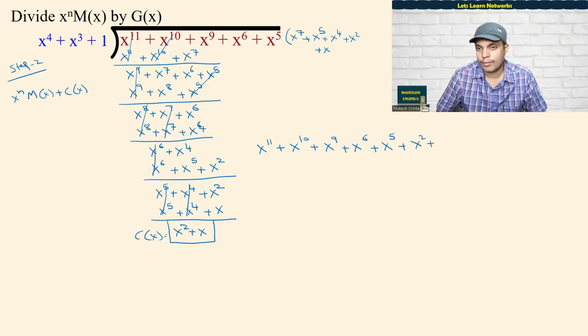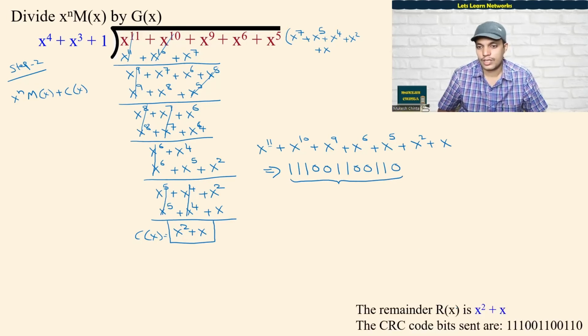x square plus x. If you are interested, if you want to write this in binary format, tell me the binary format. If it is x power 11, how many bits will it have? A total of 12 bits. So x power 11 is there, x power 10 is there, x power 9 is there, x power 8 not there, x power 7 not there, x power 6 is there, x power 5 is there. Is there x power 4? No. Is there an x cube? No. x square is there, x is there. Is there x power 0? No. So this is the data that is actually sent to the receiver. So your remainder is x square plus x. The CRC code bits are this.